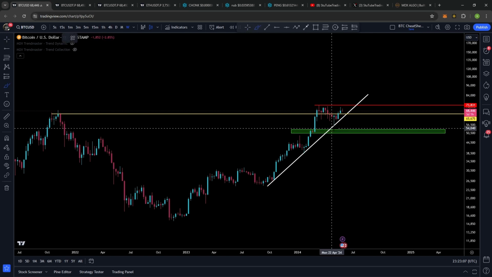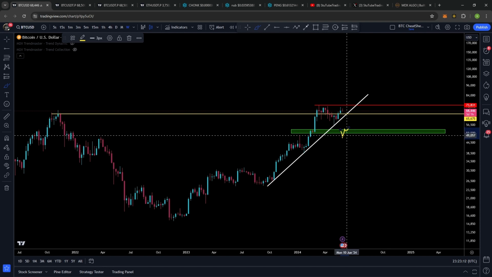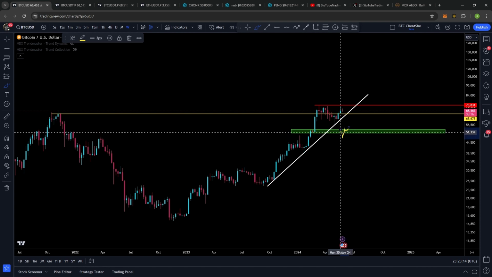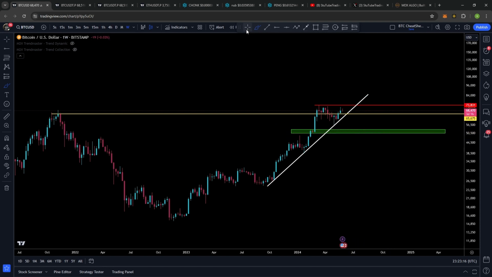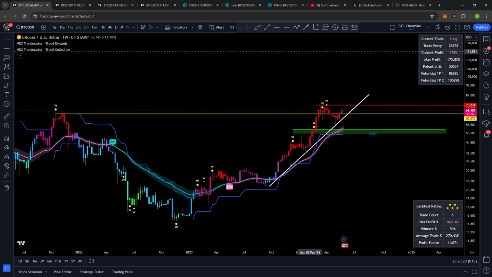And in fact, I would love to find some sort of a swing fail where we get a fake out below that level but reclaim this box. Man, that would be a juicy long opportunity in my opinion. So yeah, bringing up the indicators again.